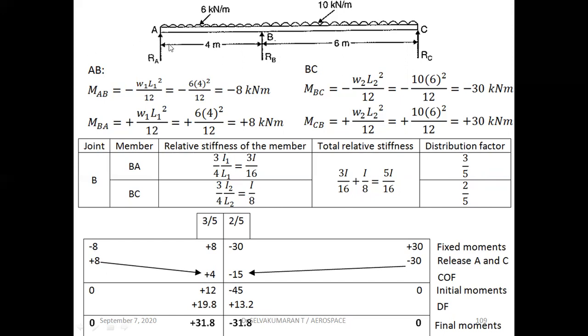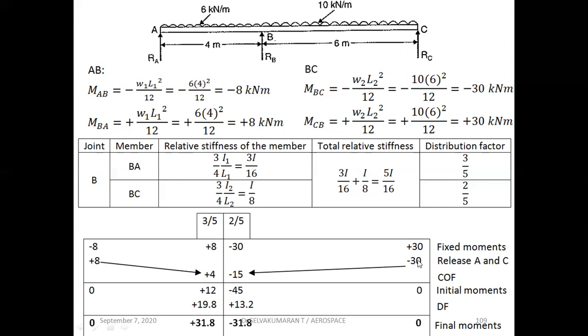Now we know that at A and C the moments are 0, but we assumed a fixed end beam and obtained some value. So we have to make that moment 0 at A and C as they are simply supported ends. So we have to release at A and C. Releasing at A and C means we have to balance that moment. So plus 30, I should make it 0, so put minus 30. Now it is balanced.